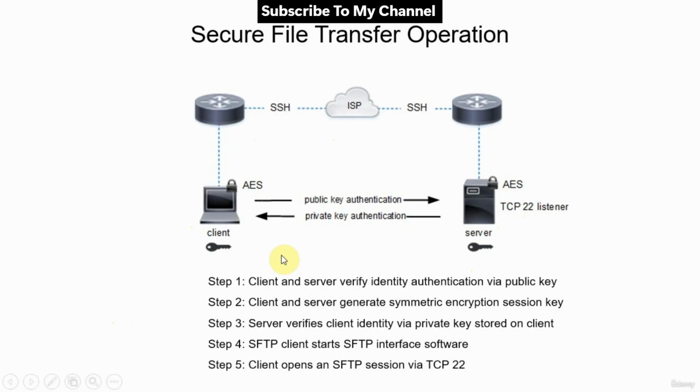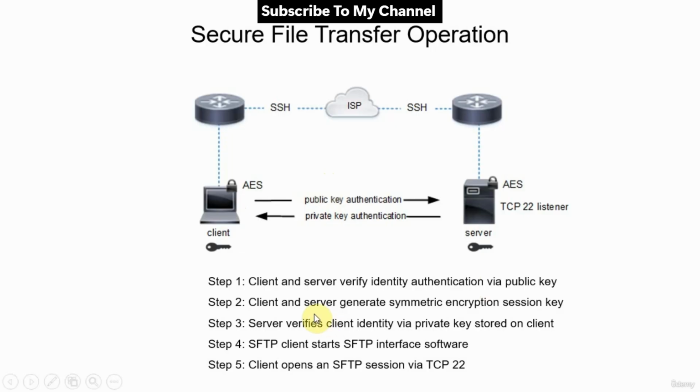So what happens is, to start this session, or really build this encrypted tunnel via SSH, the client and the server verify their identity. It's called mutual authentication. It's done via public key. That means the client will send a public key locally to the server. The server will also send a public key to the client. And this is done to authenticate identity only.